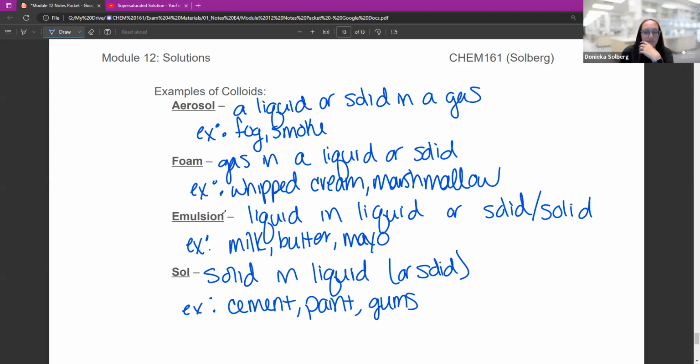That's an emulsion. And a sol, which you may not have heard of before, is when you have a solid in a liquid or a solid. So emulsions and sols, there's a couple fine lines there. Sols are like cement, so a solid dissolved in a liquid, and then it solidifies and it's really a solid in a solid. Paint and gums, like gums that you use in baking and things like that.